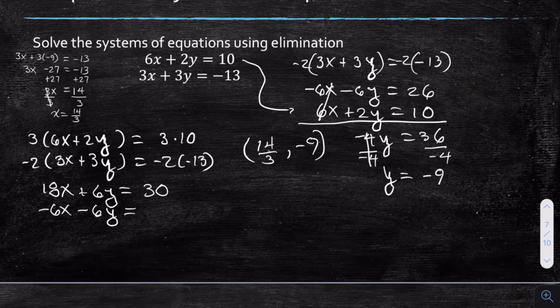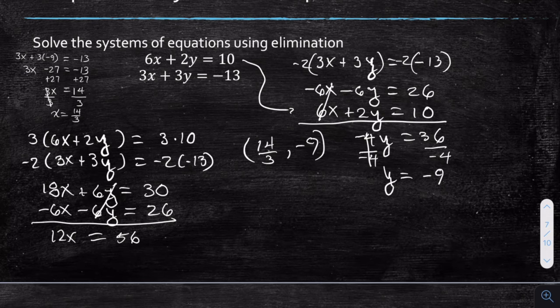And that's equal to negative 2 times negative 13. Negative times negative is positive, and 2 times 13 is 26. Now I'm just going to add straight up and down. 18x plus negative 6x, that's 12x. And I got 6y minus 6y, that's 0. And that's equal to, if I add together 30 plus 26, I get 56.